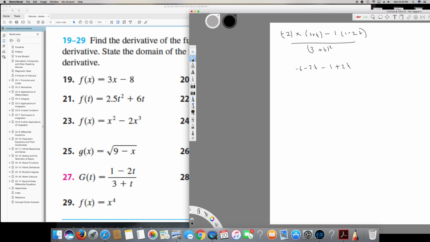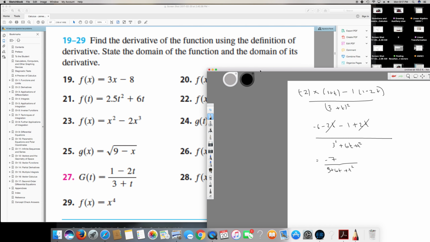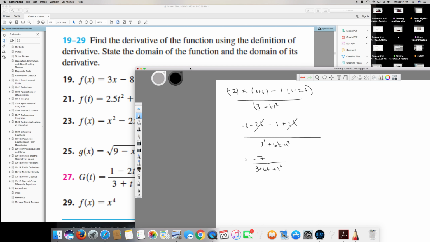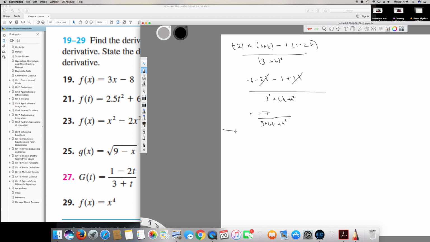So you will see 2t cancels and the remaining top part is minus 7. If you expand the bottom, it's going to be 3 squared plus 6t plus t squared. Then I can simplify this as minus 7 over 9 plus 6t plus t squared. This is the final answer of the derivative. But since they are asking you to use the definition of derivative, I'm going to do this with the definition of derivative, and I can check the final answer against this one to make sure I'm doing it right.